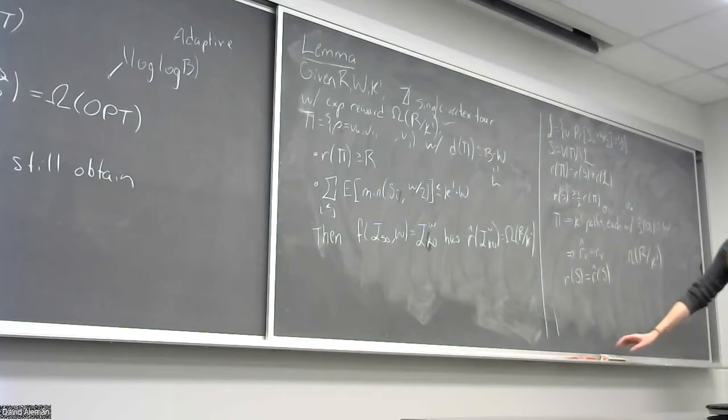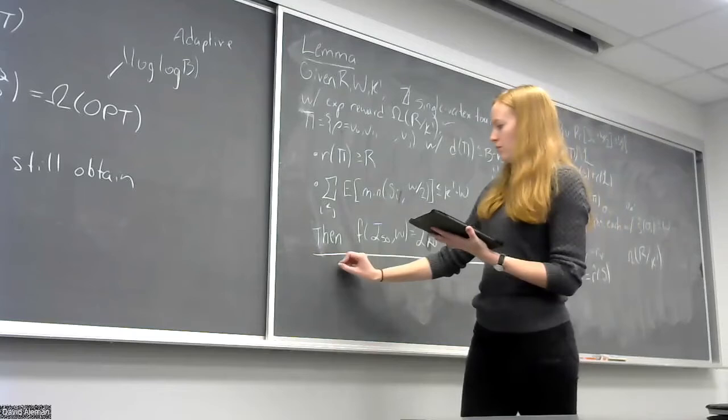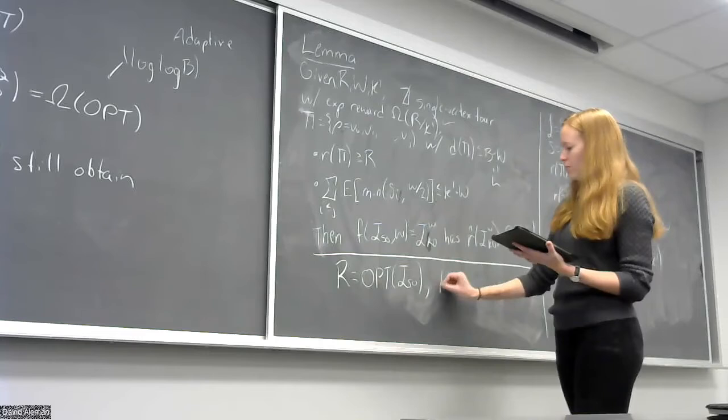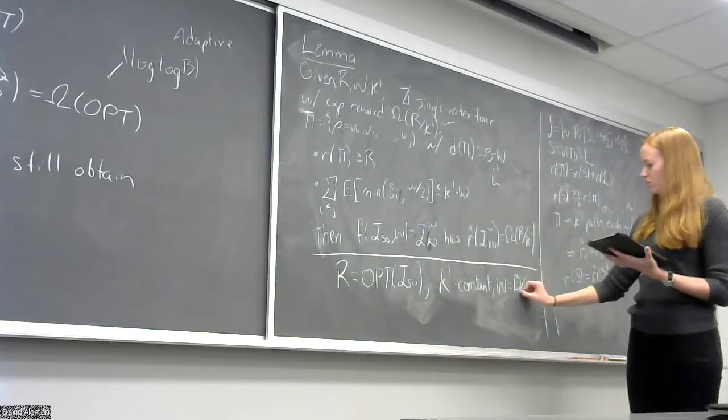Okay. So then what do we want to show? Finally, we want to show that we can find such a path for these choices of R, W, and K prime. So we want that R is the optimal value of our stochastic instance. We want K prime to be some constant. And we want that W is of a nice form. Right? Because we don't want to have to check all possible choices of W. We want to just check a small number of them. Okay.